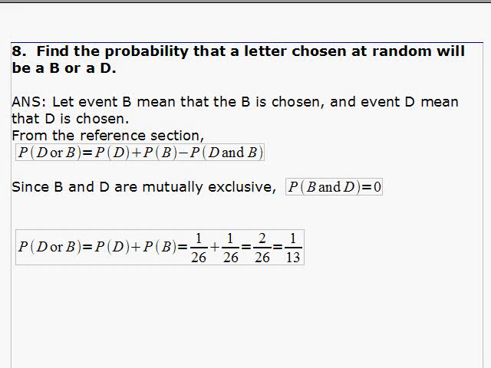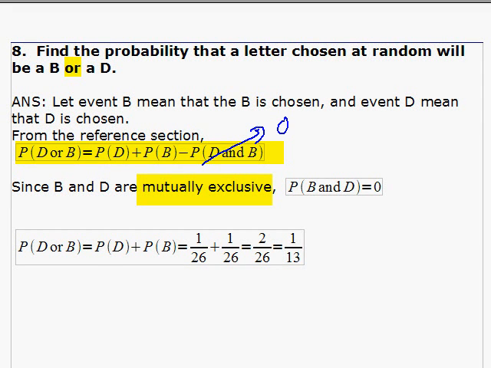Now this is a probability problem again, and the probability that the letter chosen at random will be either a B or a D. So here's your OR. And in the reference section, I've rewritten it with B and D instead of A and B. Here's the formula for calculating the probability of event B or event D. You add the two probabilities and you subtract any overlap. Well, what about B and D? If you're going to choose a letter at random, if you choose B, you can't choose D. If you choose D, you can't choose B. In other words, B and D are mutually exclusive, so that final term here is 0.